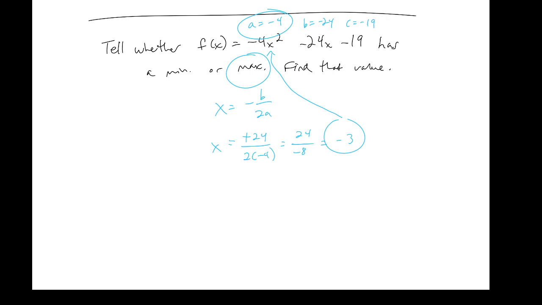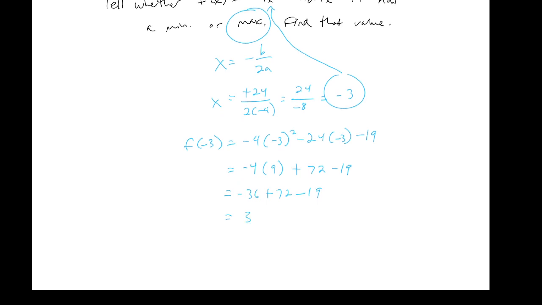So let's figure out what that maximum value is, and that's when we figure out the f of -3, which is -4 times -3 squared, minus 24 times -3, minus 19. So this is going to be a -4 times 9, minus, which is going to be a plus 24 times 3 is 72, minus 19. So we have a -36 plus 72 minus 19. -36 plus 72 is a positive 36, minus 19, and that's going to be 17 for us.